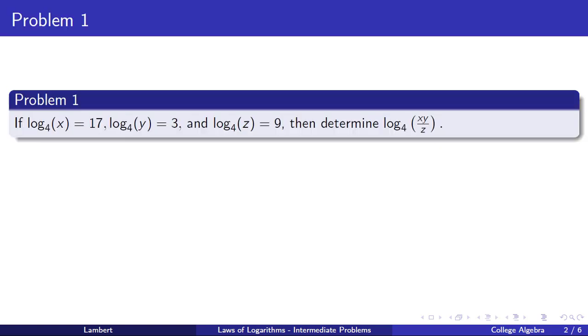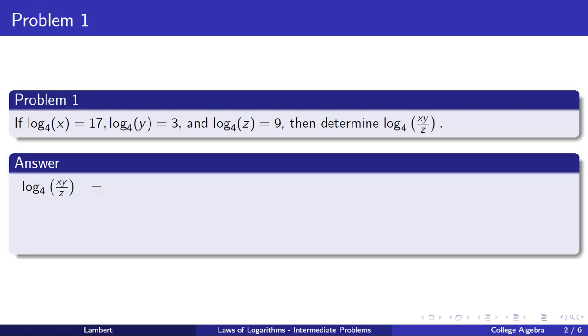Our first problem: if log base 4 of x equals 17, log base 4 of y equals 3, and log base 4 of z equals 9, then can we determine log base 4 of x times y divided by z? Well, one route is brute force, trying to calculate what x equals, what y equals, what z equals. But a little bit more elegant is using the laws of logarithms. And so let's see that in play.